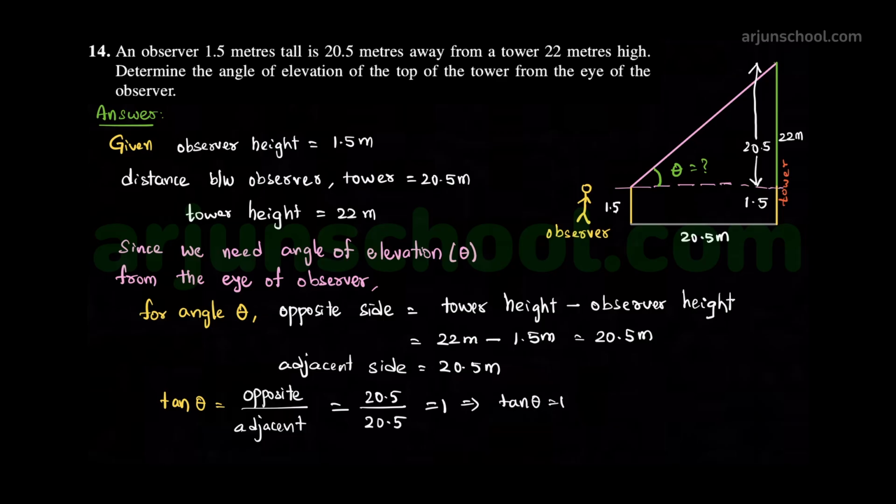That implies tan theta is 1. When is tan theta 1? When theta is equal to 45 degrees. Angle of elevation of the top of the tower from the eye of the observer is 45 degrees.